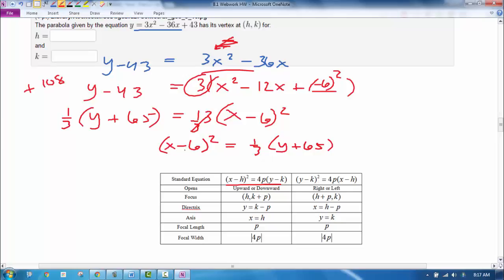So that's a little weird, but now I've got it solved so that I have my (x minus h) quantity squared equals 4p, which in this case is 1/3, which is weird. And then this quantity y minus k, which in this case k is -65, and my h is 6. So it's 6 comma -65.